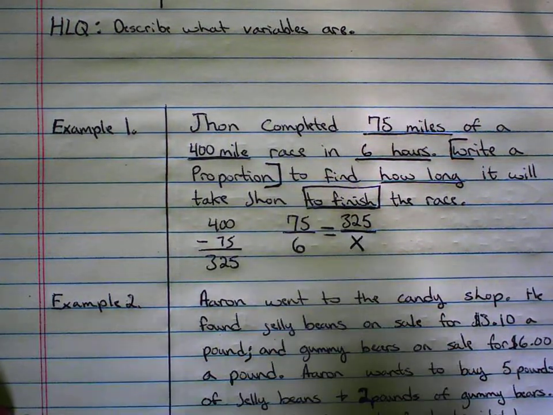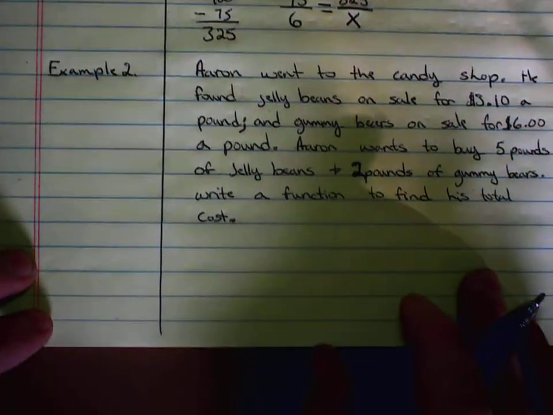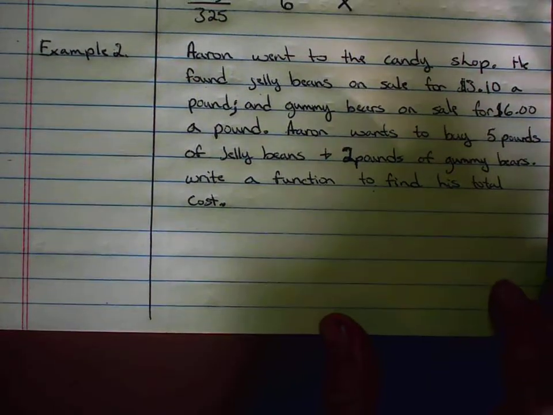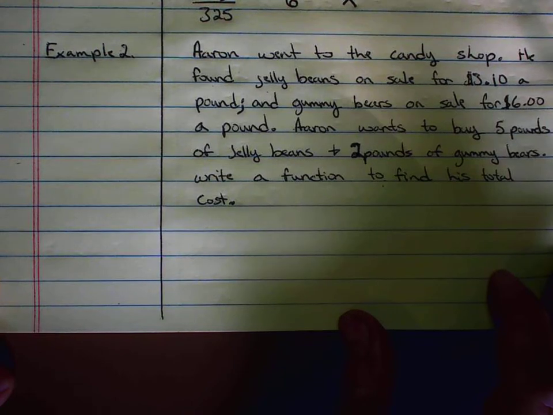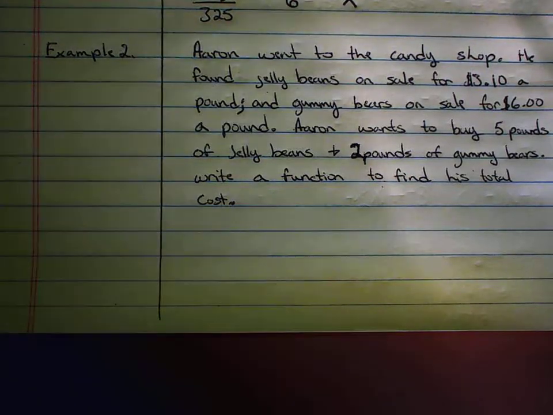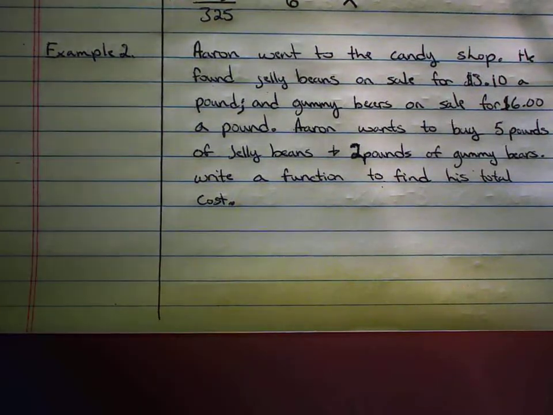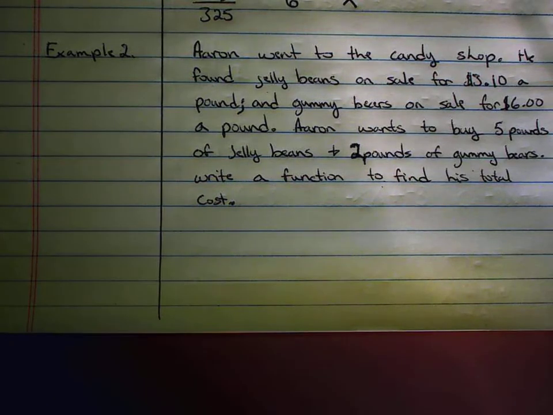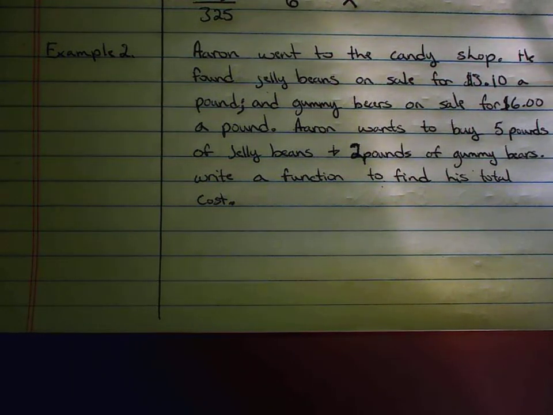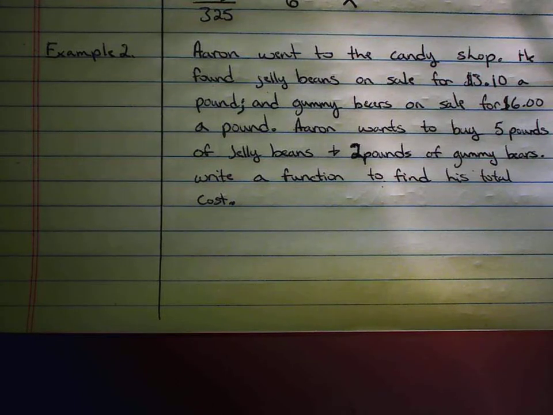Let's go up to example number 2. This is Big A, or Aaron. Big A went to the candy shop. He found jelly beans on sale for $3.10 a pound, and he found gummy bears on sale for $6 a pound. Aaron wants to buy 5 pounds of jelly beans and 2 pounds of gummy bears. Write a function to find his total cost. Obviously, Aaron does not have enough sugar in his diet. Right? He needs to get some more candy.